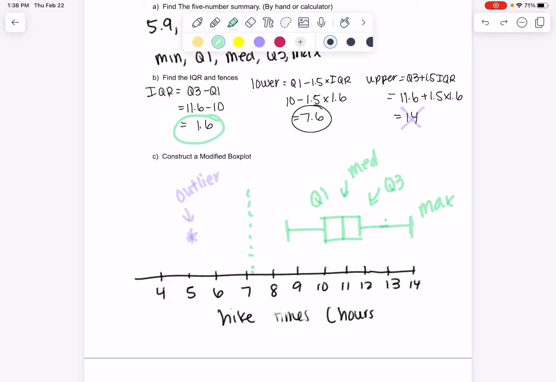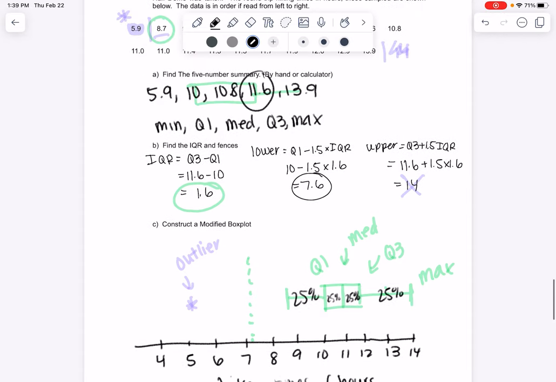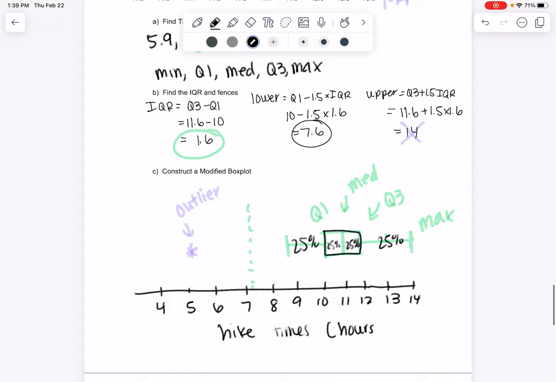Cool, hope that helps. This looks a little bit left skewed to me. I know the tail on the left isn't long, but because of the outlier, it is a little left skewed. And just as a reminder, remember box plots are 25%, 25, 25, 25. So that is important as well. 25% of the data is bigger than 11.6. 25% of the data is smaller than 10. We have 50% in between Q1 and Q3, just things to think about. Box plots break into 25s.